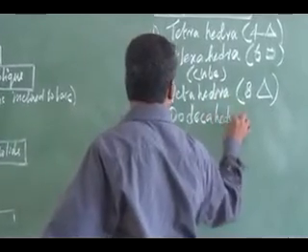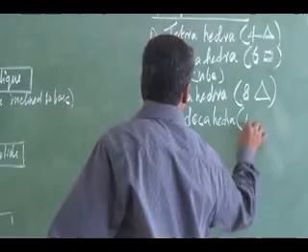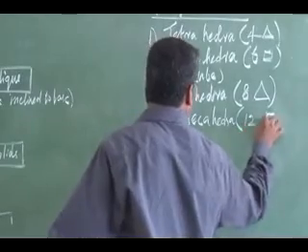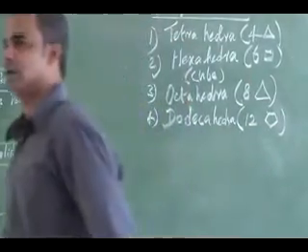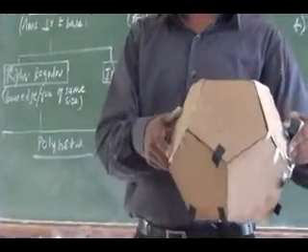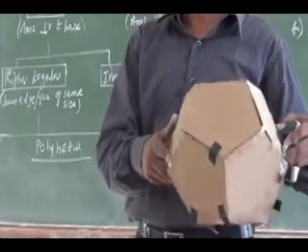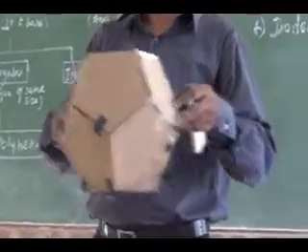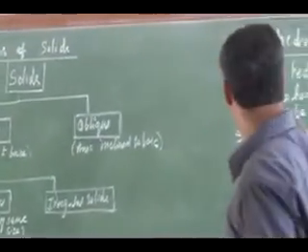Then I have dodecahedra. Dodeca means 12. It will have 12 regular, equal size pentagonal faces. You can see the faces are pentagonal, and the shape of the pentagon is the same for all the faces. It has 12 such regular pentagons, and it forms a solid, that is a dodecahedra.